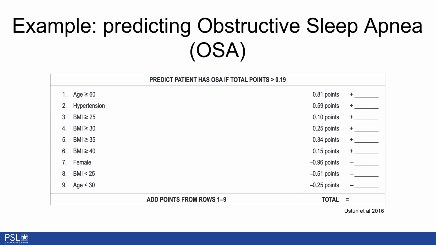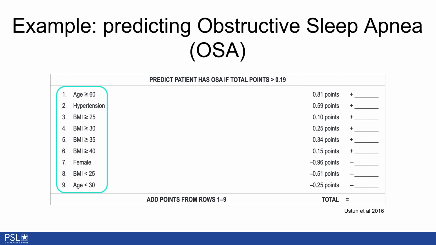Let's look at a specific example. In a study published in 2016 by Ustun et al., the goal was to predict the risk of obstructive sleep apnea for patients. The study in particular developed a classifier based on logistic regression, and this model is summarized in this table. The input features are listed in the left column. They consist of medical history components such as age, hypertension, body mass index, and gender. Each feature was binary, either 0 or 1. In particular, age and body mass index were discretized and turned into binary variables.